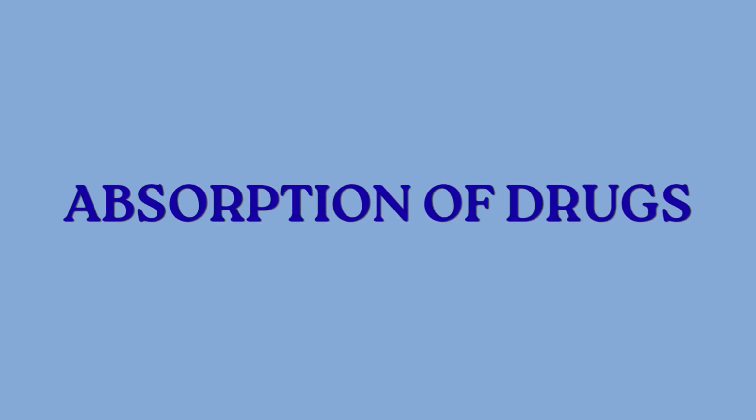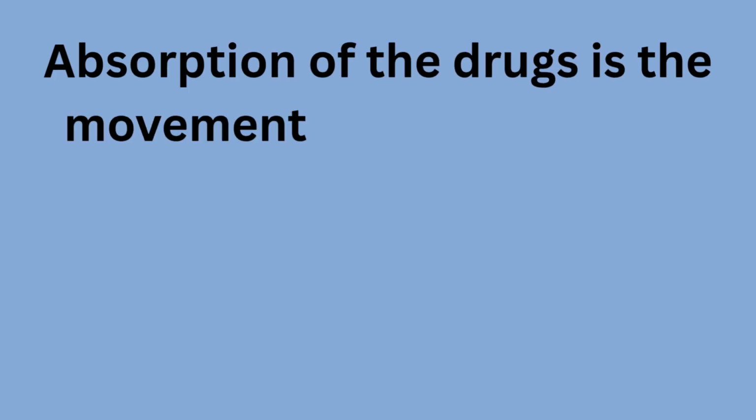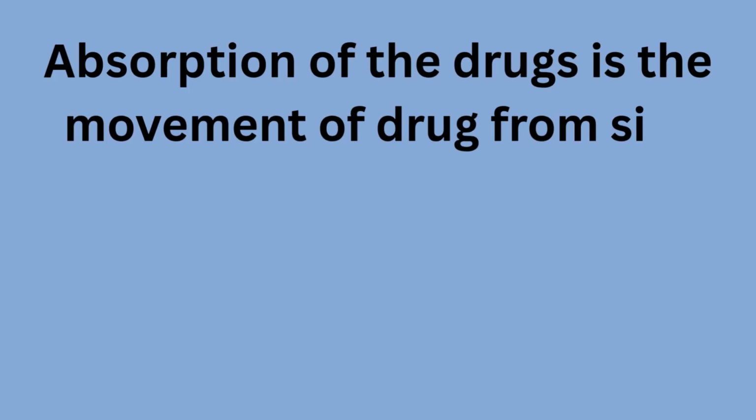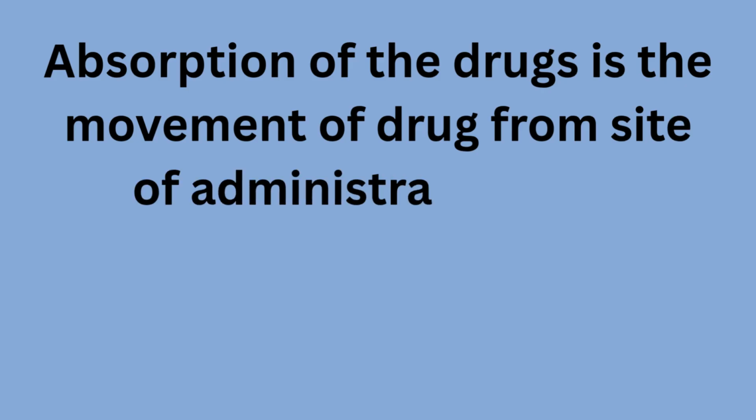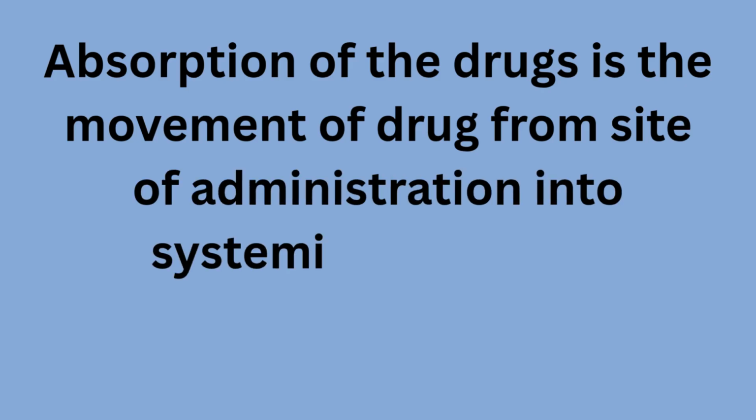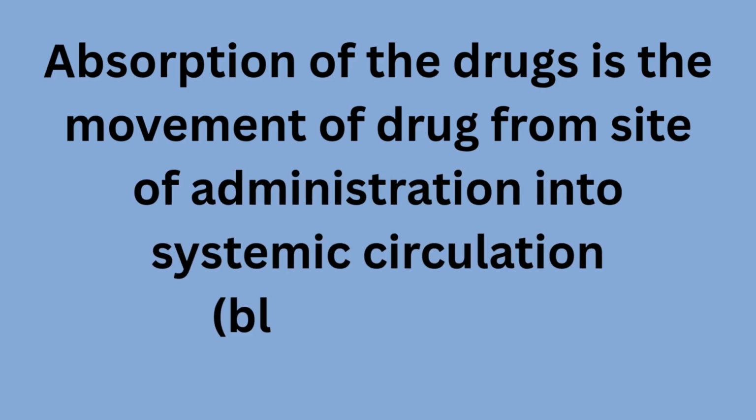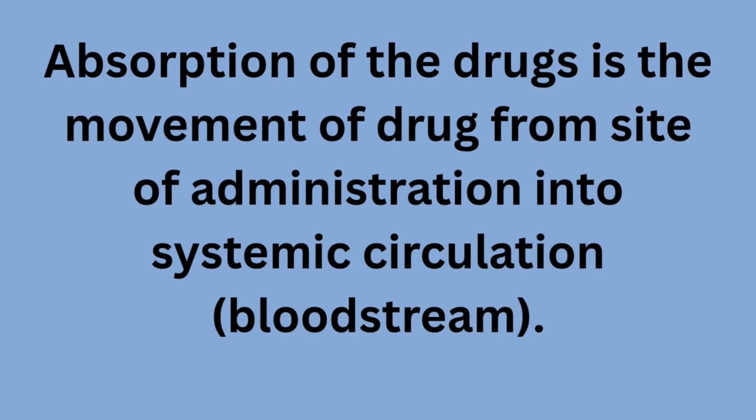Today we're going to talk about one of the most important topics in pharmacokinetics, absorption of drugs. So, what exactly is absorption? Absorption is the movement of a drug from its site of administration into the systemic circulation, that is, into the bloodstream. Basically, once you give a drug, whether it's a tablet, an injection, or any other form, it needs to reach the blood before it can act anywhere in the body. That process of reaching the blood is called absorption.